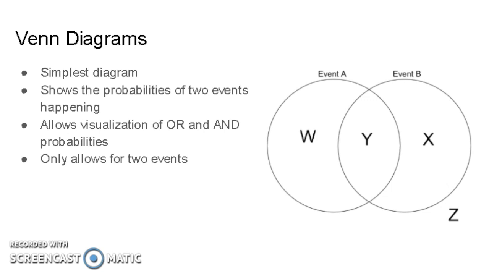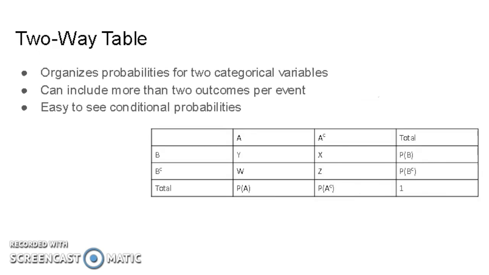Venn diagrams allow you to more easily visualize OR and AND probabilities for two events, but they can be limiting since they only allow for two events. Here we have a two-way table, and the table organizes probabilities for two categorical variables. The advantage of using a two-way table over a Venn diagram is that you can have more than two outcomes per event. This makes it easy to see conditional probabilities. To find the total probability for an event happening, you have to sum up the column or row. For example, P of A is equal to Y plus W in this example.